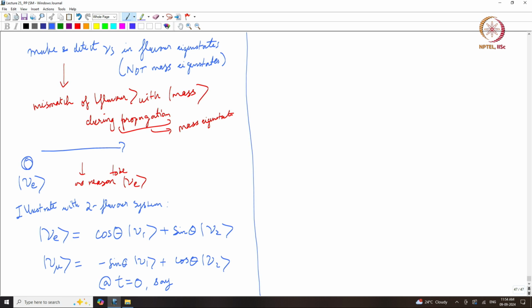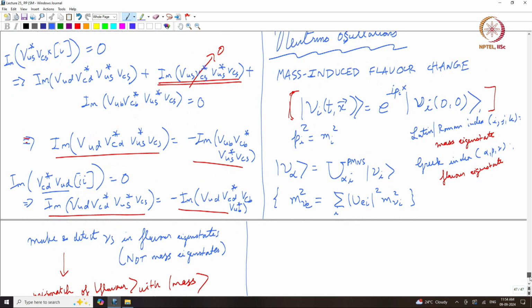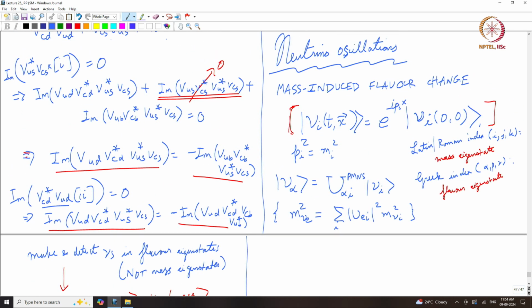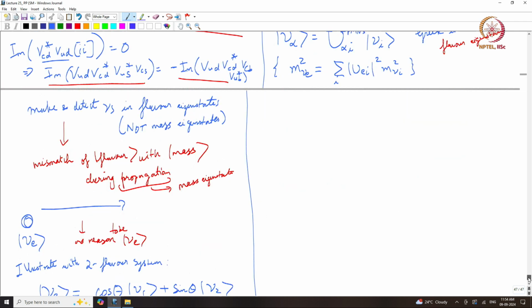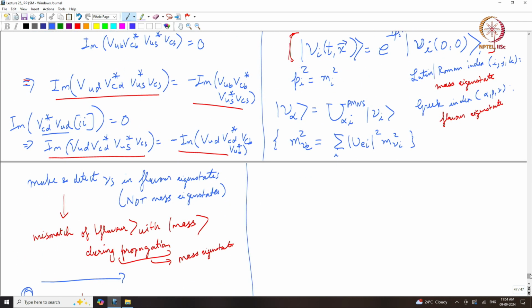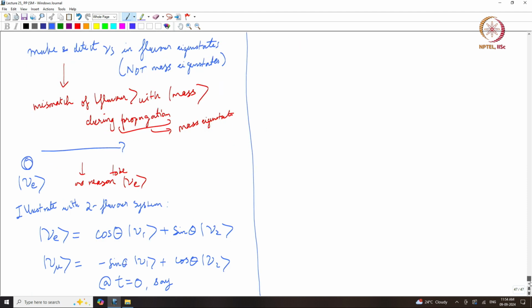Now, how would this combination evolve? See, nu 1 evolves according to e power minus i p_1 x times nu 1, and then nu 2 would evolve according to e power minus i p_2 x times nu 2. So, how would this entire combination evolve?